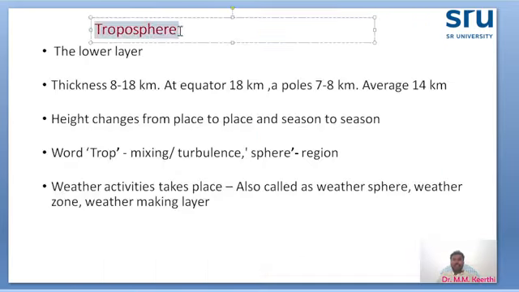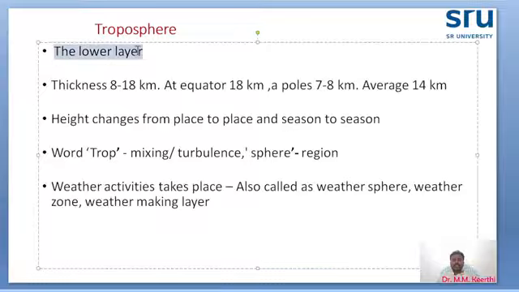First one is the troposphere. The troposphere is the lowest sphere. What is the thickness? The thickness of the troposphere is 8 to 18 kilometer. From the equator it is 18 kilometer, and from the polar region it is 7 to 8 kilometer. So almost 8 to 18 kilometer comes under the troposphere. On average, up to 14 kilometer is called the troposphere region.